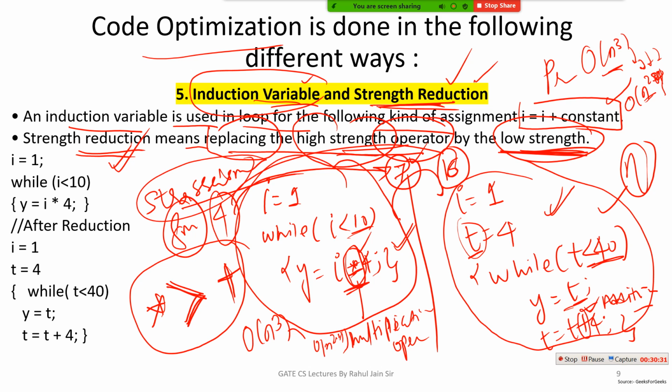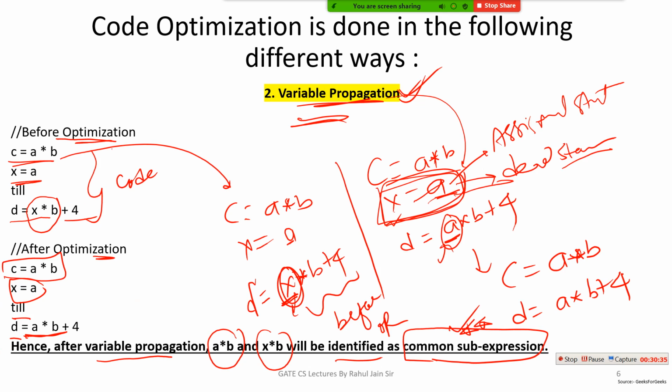Okay, Siddhi is asking, sir, please tell me the second and third method. So the second method was variable propagation. In this variable propagation, the code here was c equals a plus b, x equals a, till d equals x into b plus 4. So in place of this x, what is it doing? x is fetching the value of a, and a is already there. So there isn't any need for x now.